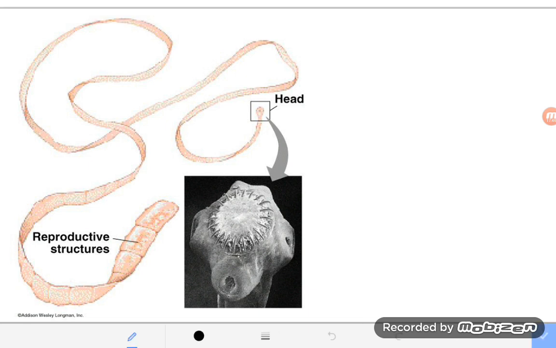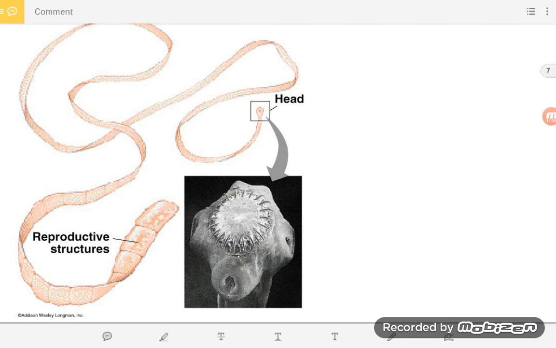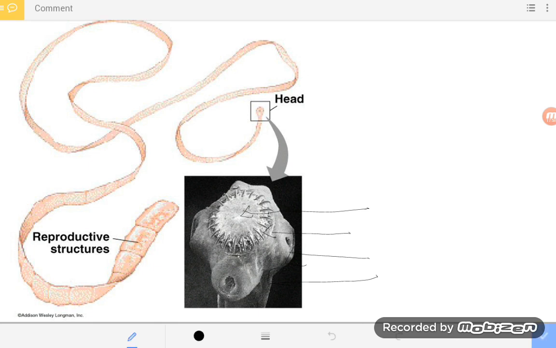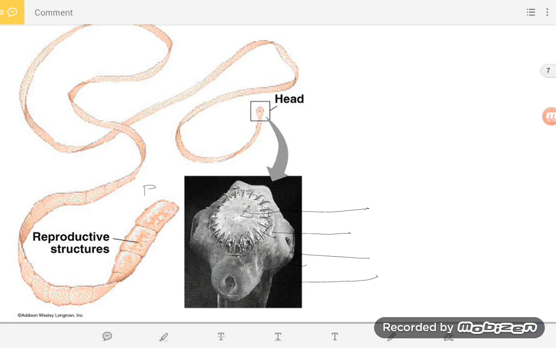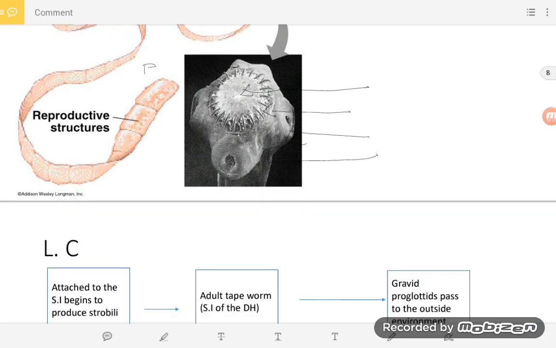Rostellum, this is the rostellum. This is hooklets. These are suckers, and here you can see the neck. Then the posterior part, this is the posterior part. Here you can see the reproductive structure, that means the fully matured part we call gravid proglottids.